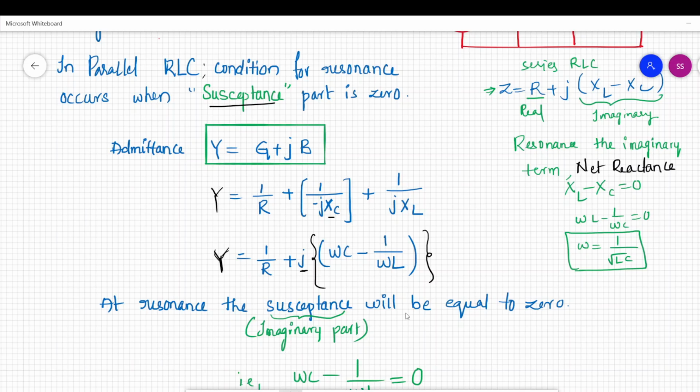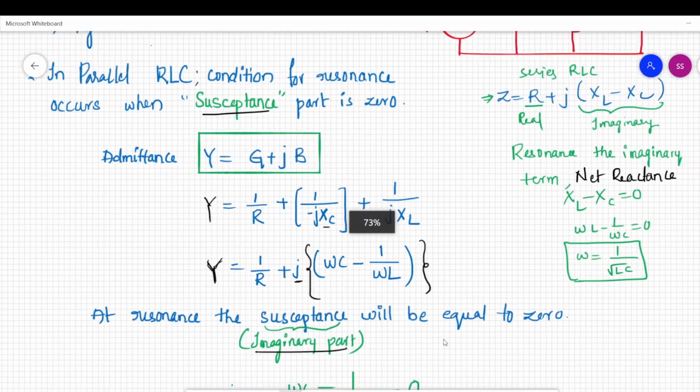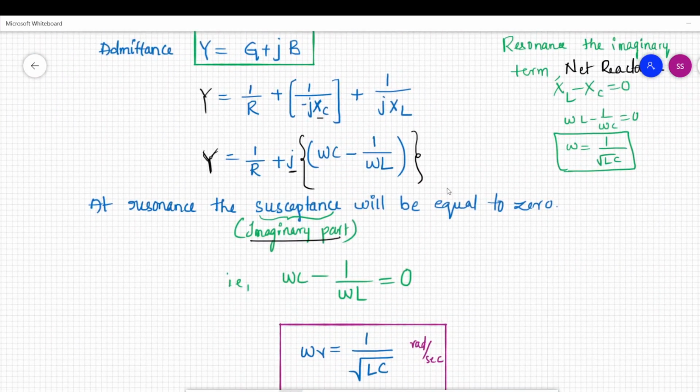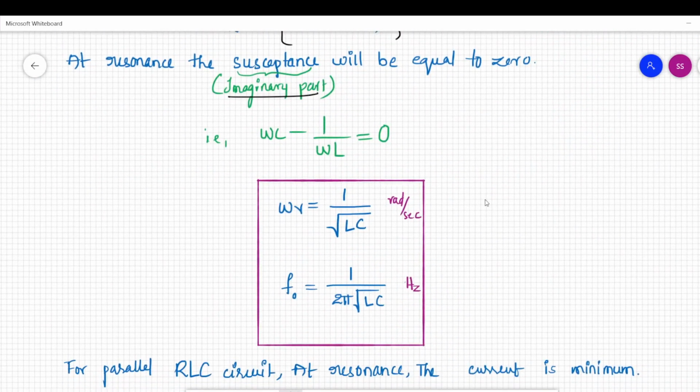So at resonance the susceptance, which is the imaginary part, will be equal to 0. So I am going to equate this to 0. That is, omega C minus 1 by omega L equal to 0, which gives the resonance frequency as 1 by root LC in radians per second, and 1 by 2 pi root LC in hertz.